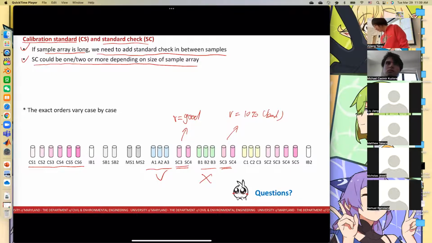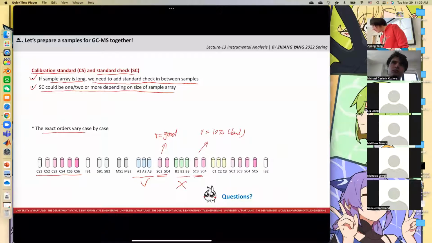And again, the exact order may vary case by case, and the number of standard checks also changes case by case. So for this one, do you guys have any questions? Yes. How do you choose the range of concentration for the calibration? Yes. So for this range, because we have our sample concentration, we have a rough range. So basically we can put the standard check with a similar range to our samples.